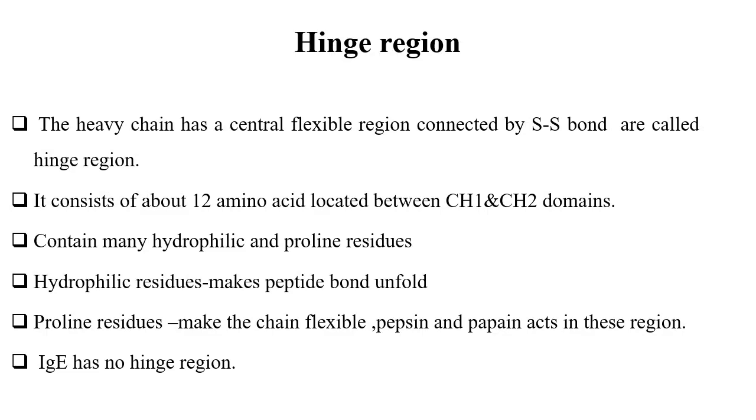Hinge region. The heavy chain has a central flexible region connected by disulfide bonds, called the hinge region. It consists of about 12 amino acids located between the CH1 and CH2 domains. It contains many hydrophilic and proline residues. Hydrophilic residues keep the peptide chain unfolded. Proline residues make the chain flexible. Pepsin and papain act in this region. Immunoglobulin E has no hinge region.